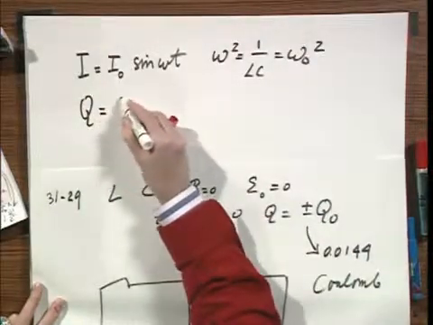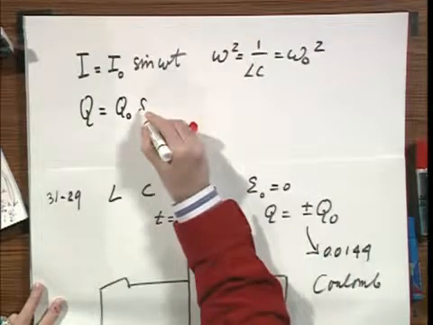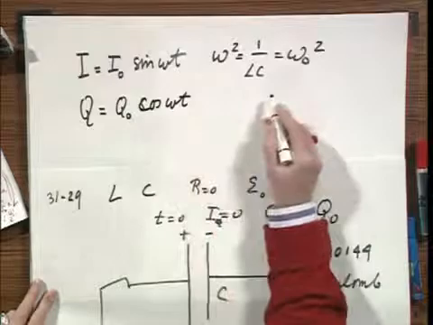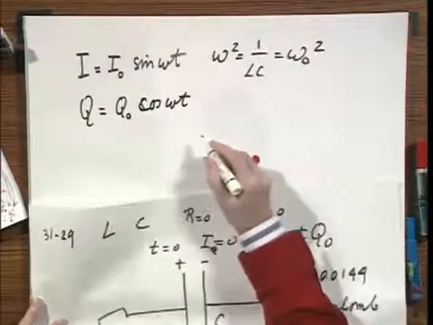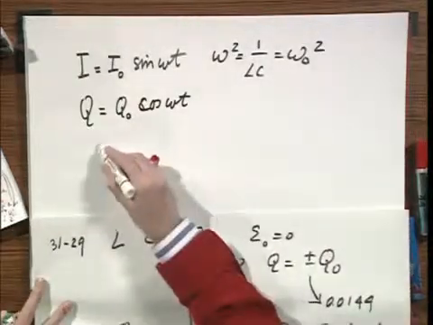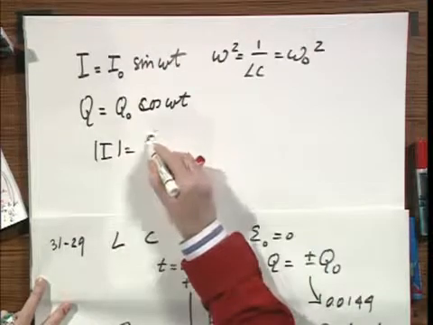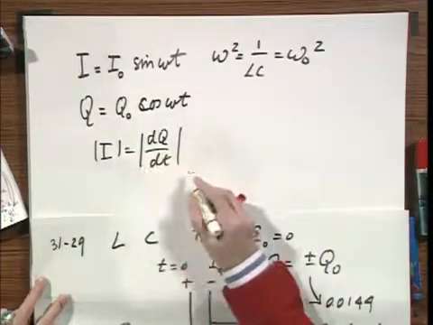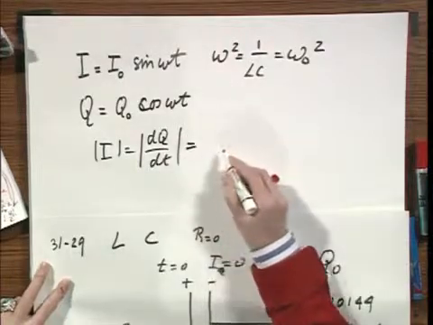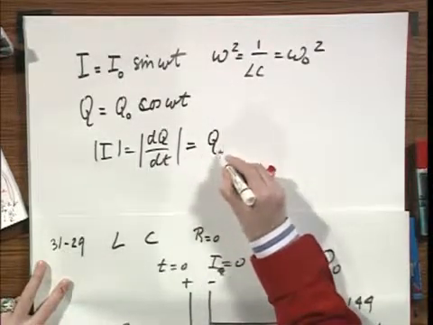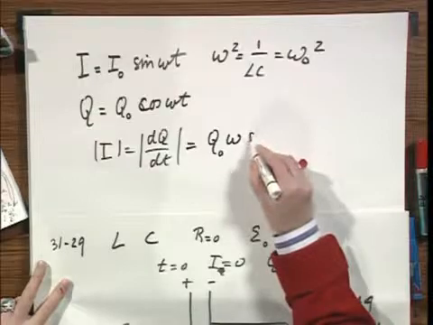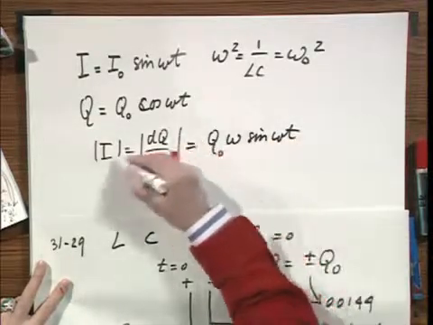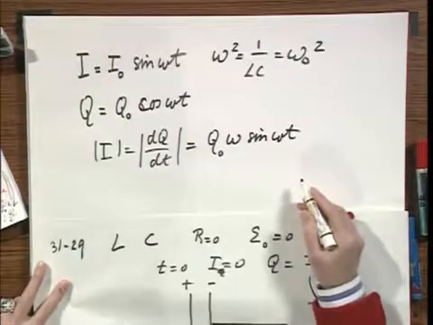The charge on the capacitor will be some maximum value times the cosine of omega t, because remember I is dq/dt. I equals dq/dt. I take absolute values because I'm only interested in the magnitudes, and that will be Q0 times omega times the sine of omega t. Notice I left the minus sign out because I'm only interested in absolute values.